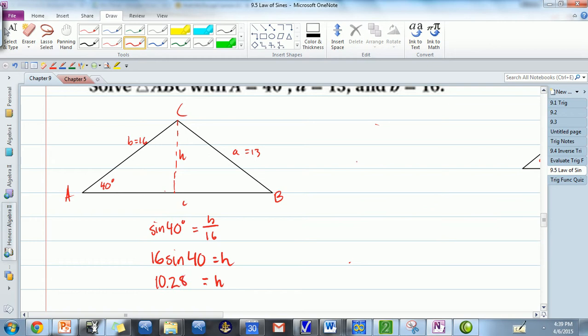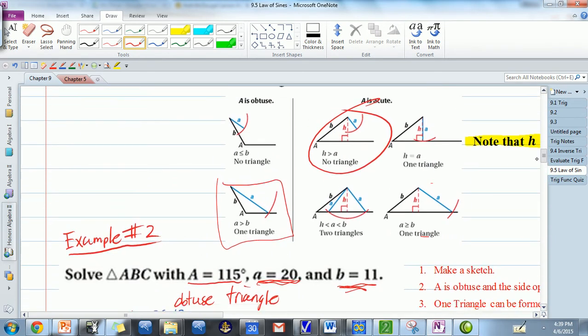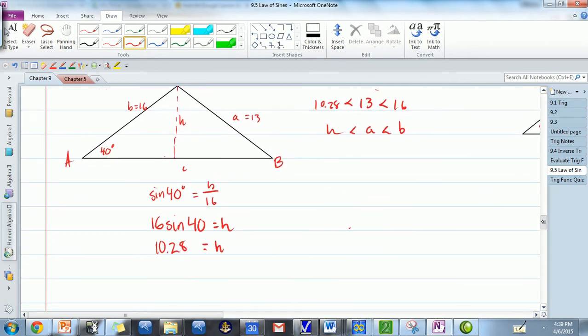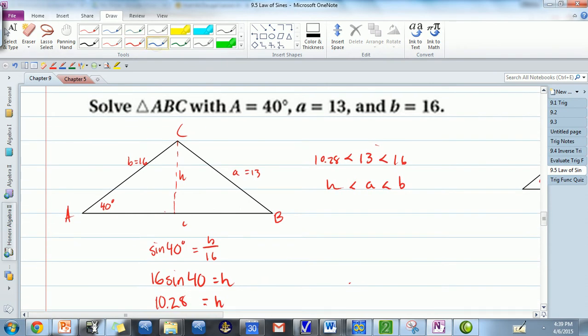Notice that a itself, which is 13, is in between 16 and 10.28. So that means that a is in between h and b. And if we scroll all the way up, what does it mean for a to be in between h and b? That means you have two triangles. So since you have two triangles now, let's first diagram where those triangles are. First, you have this entire triangle, right?